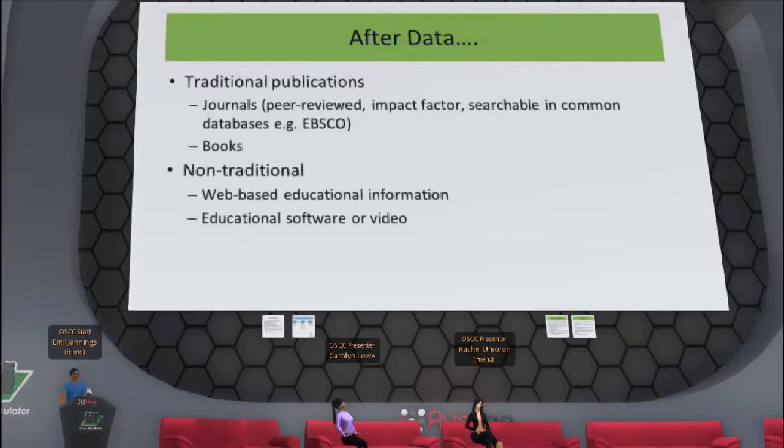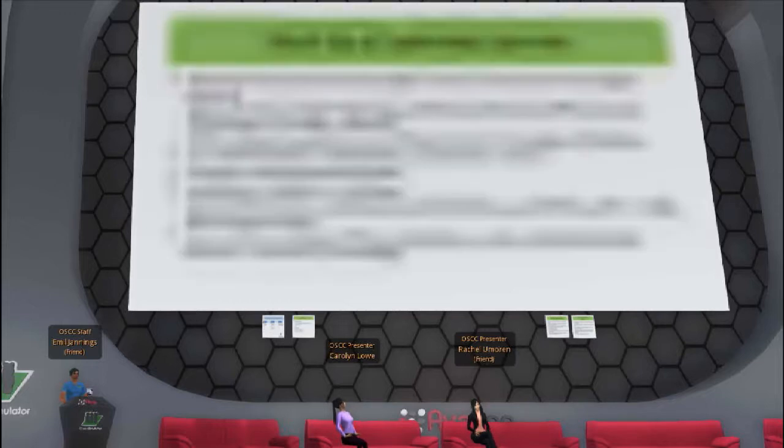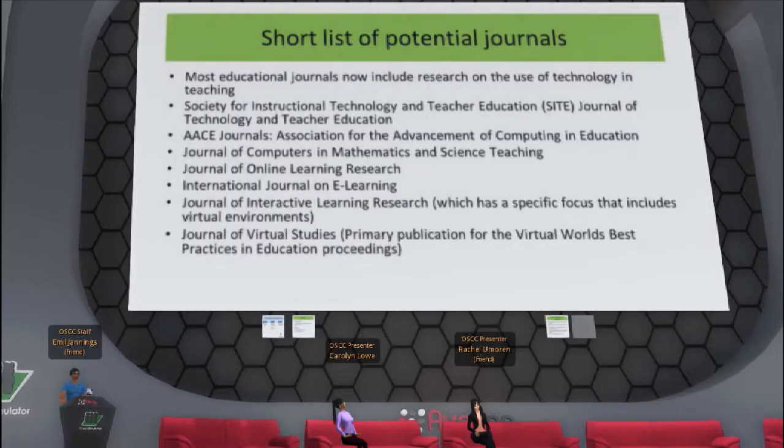Journals. So peer-reviewed journals with an impact factor and searchable databases like EBSCO are kind of the gold standard. A lot of virtual world educators have written books, which have been hugely helpful for others coming up through the ranks.